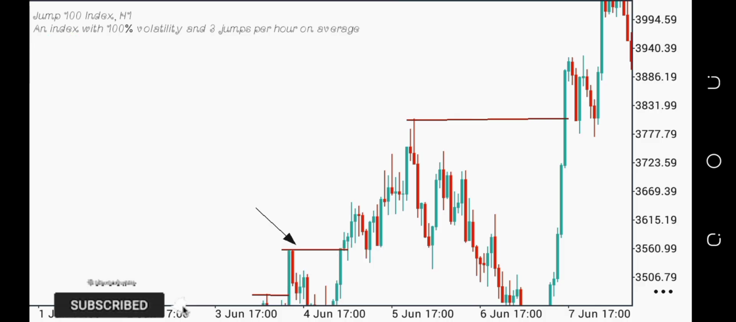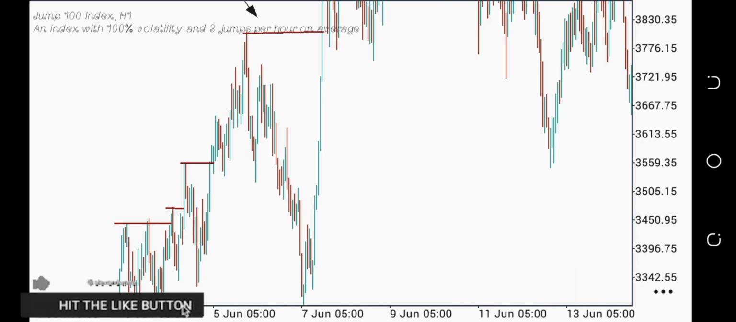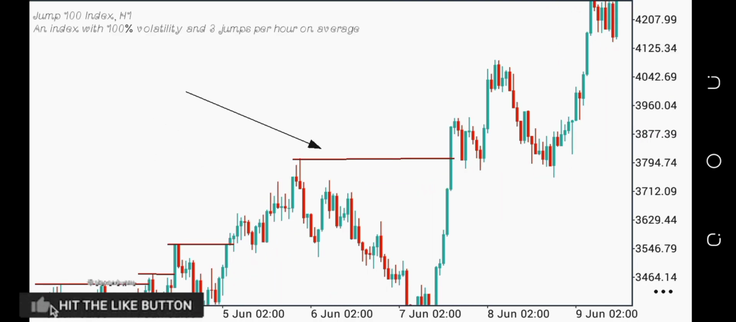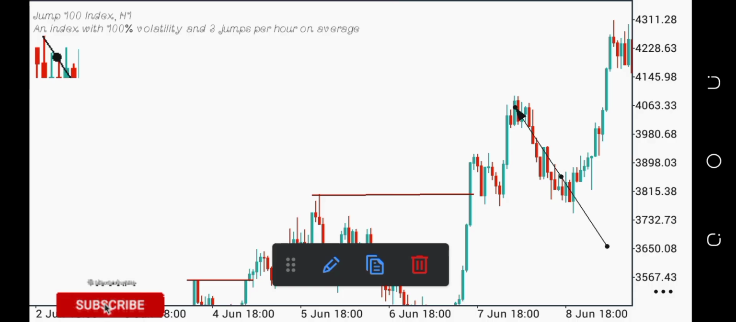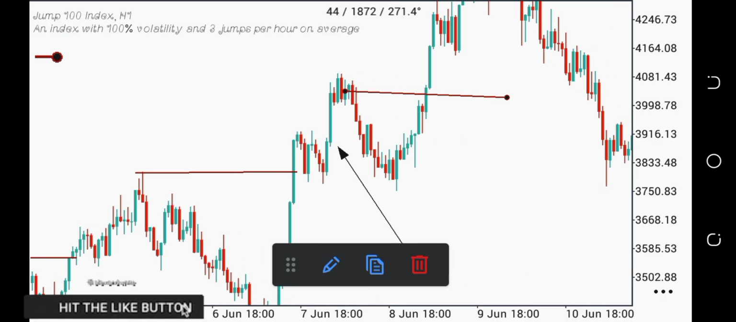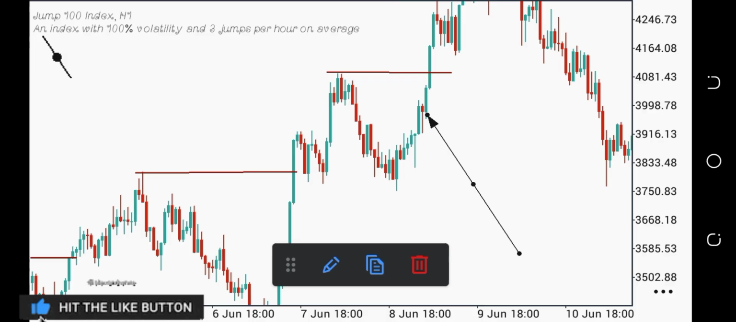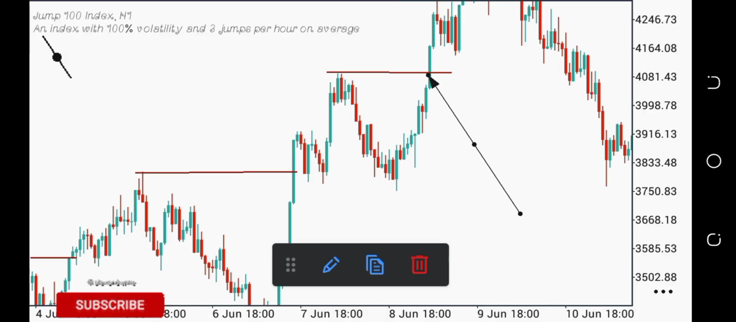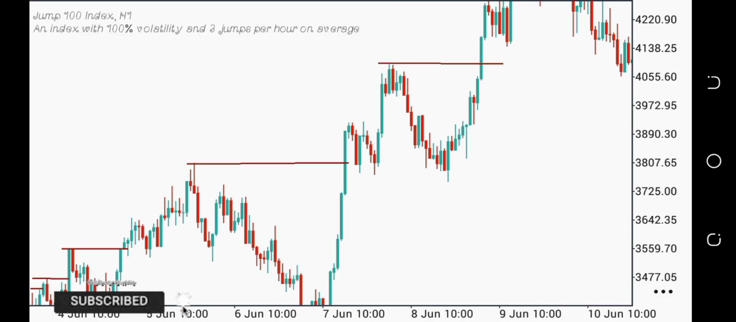Now this here is also a perfect break of structure. You see, once price breaks above this high, like how we did here, what will you do? You map your line and wait for a clear break of structure. This is where the clear break of structure happened. So this is how break of structure works.